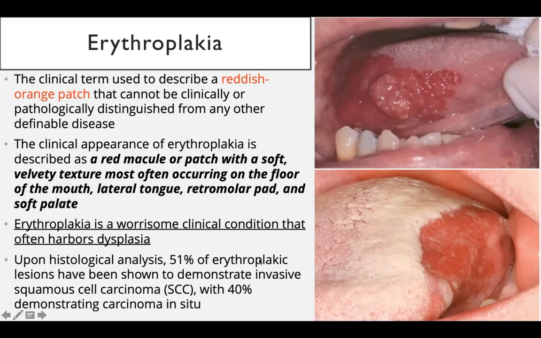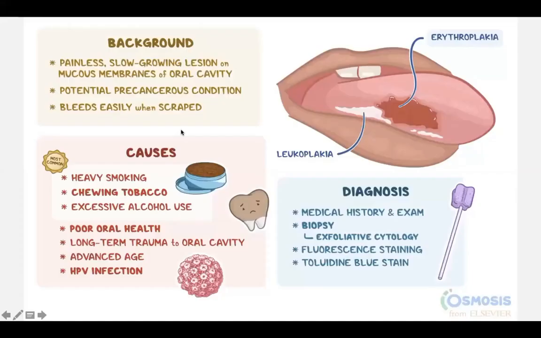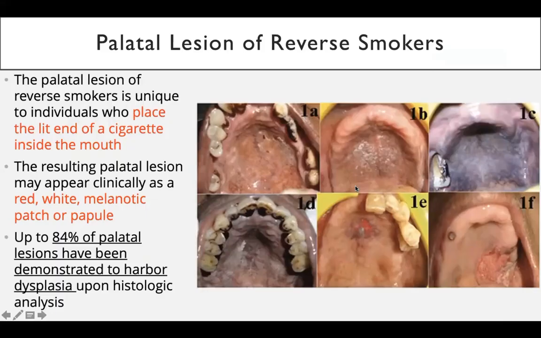What do you mean by invasive? It invades other types of tissues and cells. That is known as invasive. Metastasis, easy to metastasize, easy to go to other places of the body, with 40% demonstrating carcinoma in situ. Carcinoma in situ is when they do not pass the basement membrane. So this is erythroplakia, and this is the background, causes, and diagnosis.